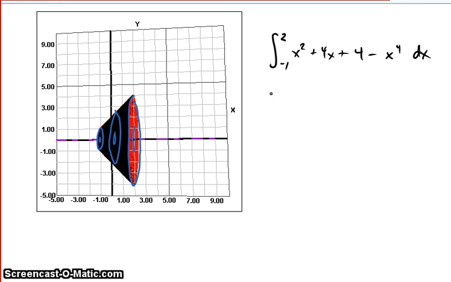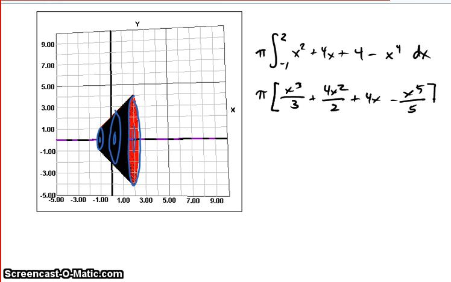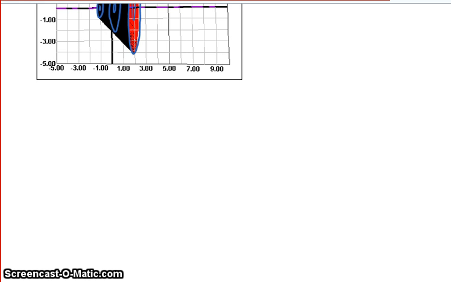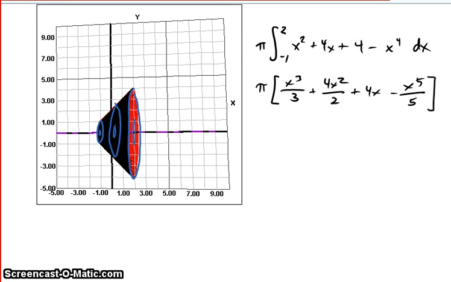This is all going to be multiplied by pi, so I'm just going to bring the pi out immediately. The antiderivative: lots of pieces to this one, so there's going to be lots of plugging in. 4x squared over 2, that's going to cancel out a little bit, and then minus x to the 5th over 5. It's kind of a pain because we have so many different denominators. It's not going to be a very pretty answer. And we're going to do this from -1 to 2.